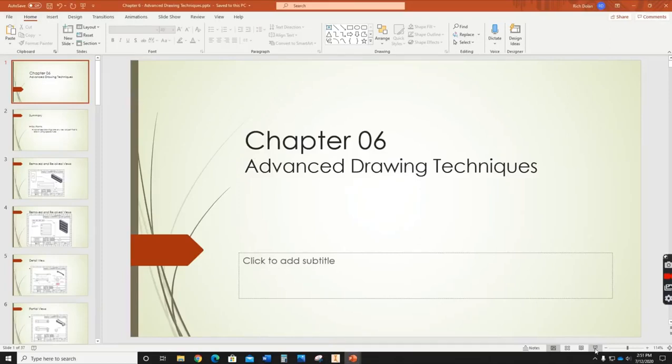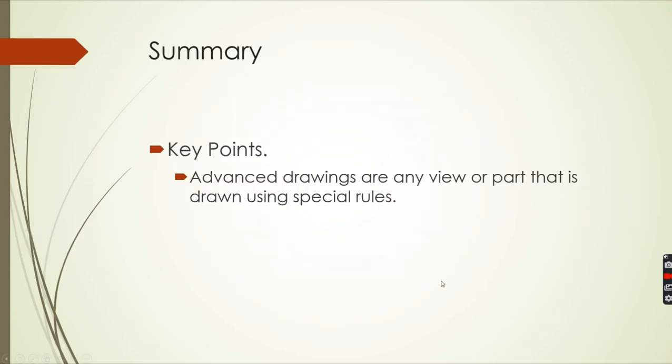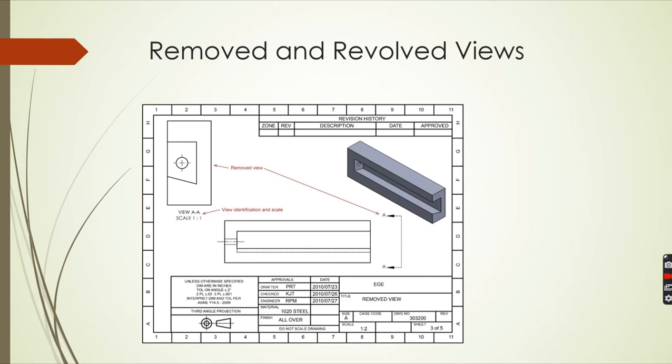Today we're going to take a look at some advanced drawing techniques, chapter 6. We're going to look at advanced drawings, or any view of a part that is drawn using special rules. For example, we can have a removed and revolved view.